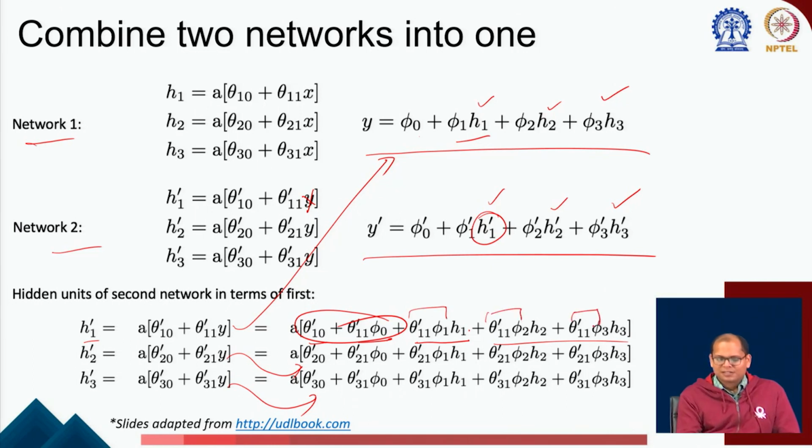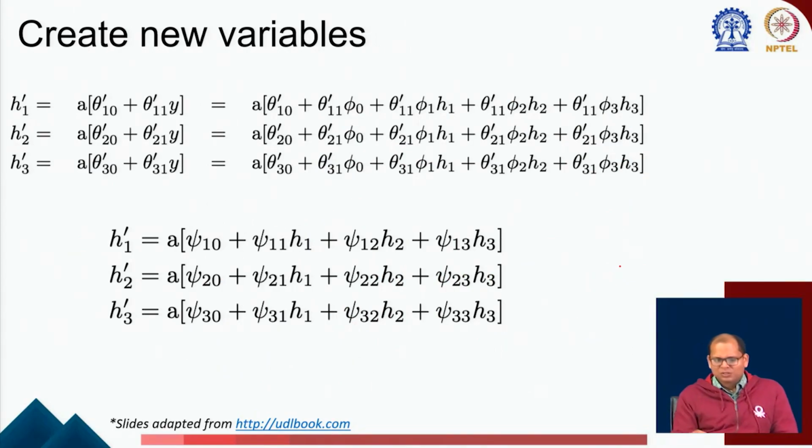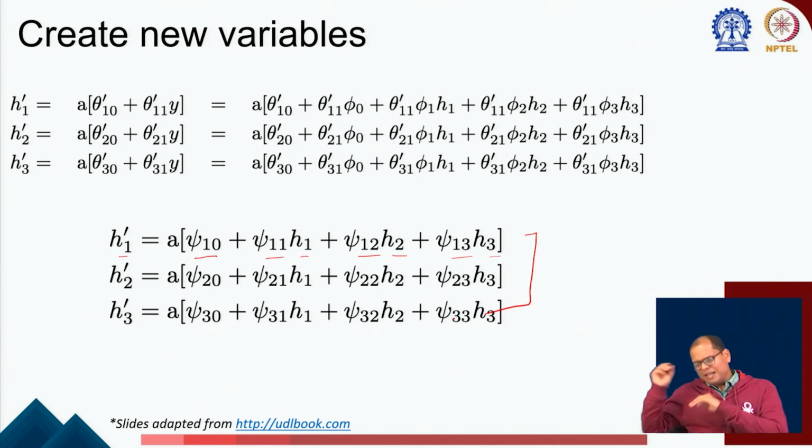So I can write it as some constant phi naught, plus phi 1 h1 plus phi 2 h2 plus phi 3 h3. We will see how to write it, but the idea is that I can write in terms of h1, h2, h3, plus a bias parameter. So this is how I am writing it. h1 prime is psi 1 naught, psi 1 1 h1, psi 1 2 h2, psi 1 3 h3, and so on. So I could write h1 prime, h2 prime, h3 prime in terms of h1, h2, h3.